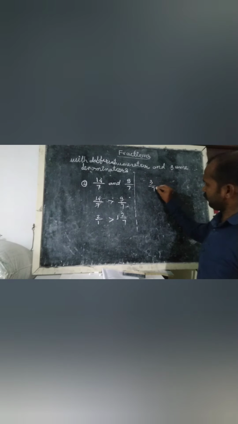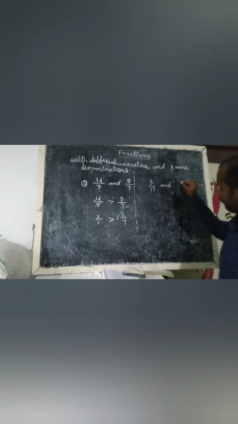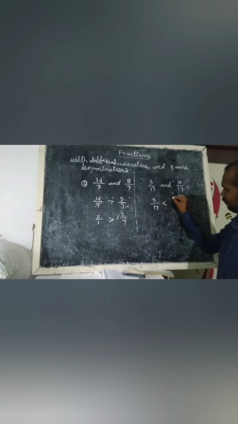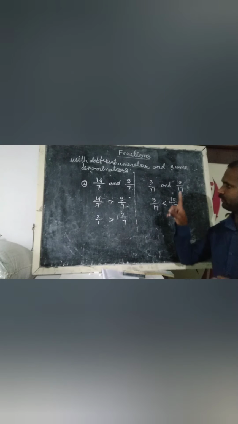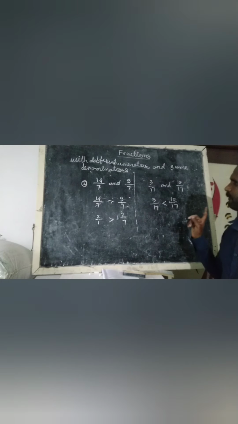3 upon 17 and 10 upon 17. Now here how to compare? When denominators are equal, the smaller numerator gives the smaller fraction, or the greater the numerator, the greater the fraction. That you have to remember. Means 3 upon 17 is smaller than 10 upon 17. In this way you have to write 5 examples of each: examples with same numerator and different denominator, and examples with different numerator and same denominator.